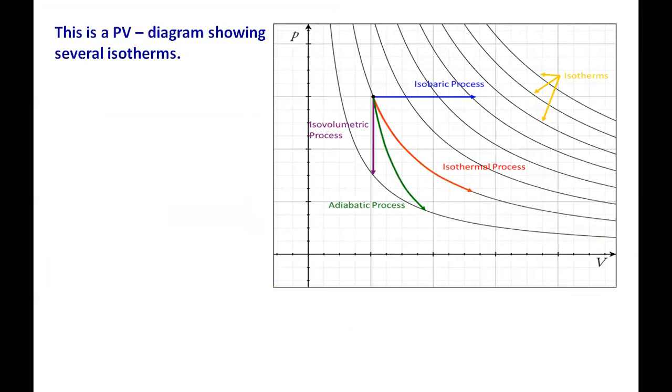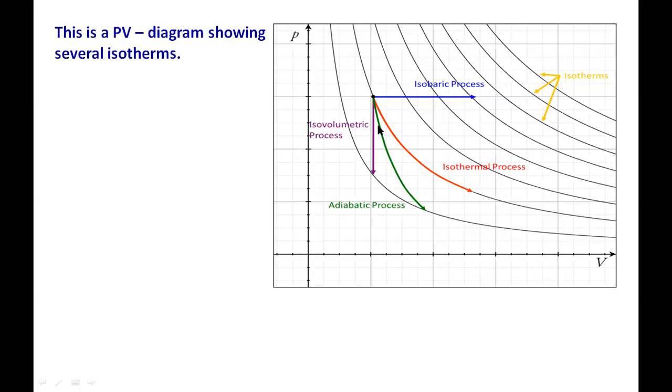Okay. This is a PV diagram showing several isotherms. So we have the pressure and we have the volume. If we go to this blue line, it's constant, so the pressure is constant. In this case, the process is an isobaric process because the pressure is constant.